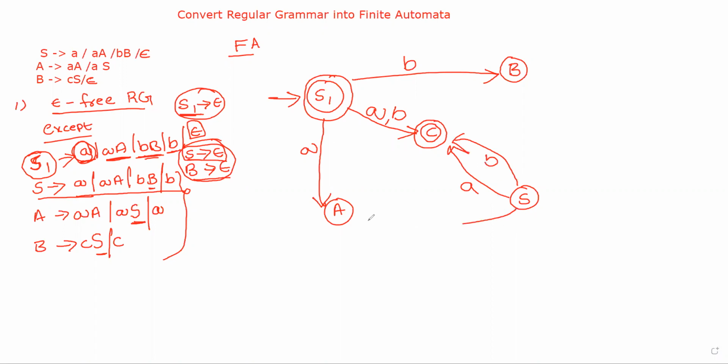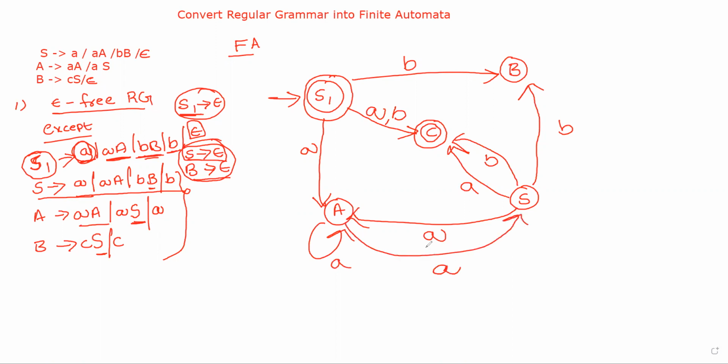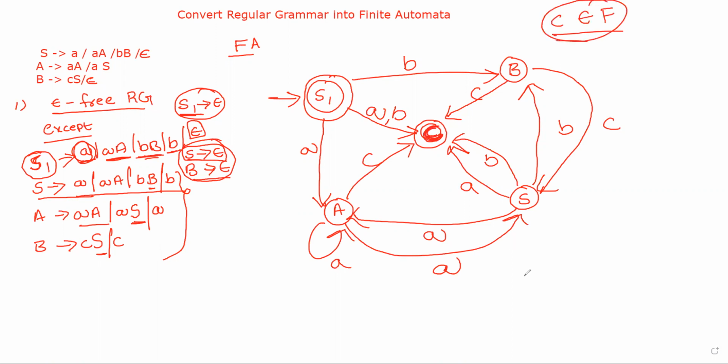Now, S on small a, small b. Production A tends to AA, that is the self loop. A tends to AS. A tends to small a, that means move to the final state C. Similarly, B tends to CS, so B tends to small c. B tends to C, so this is capital C. This is the final state. C belongs to F, F is the final state. This is the finite automata for the given grammar.